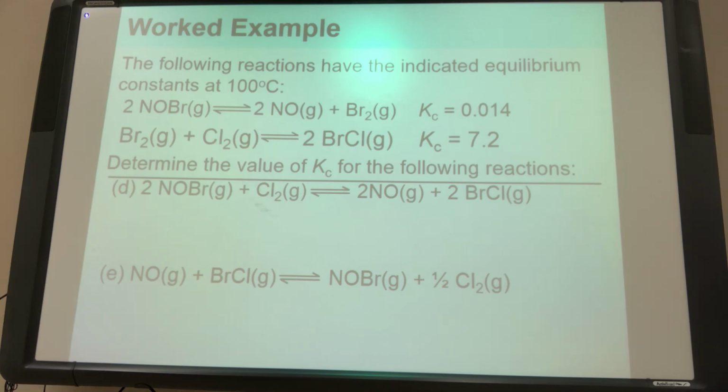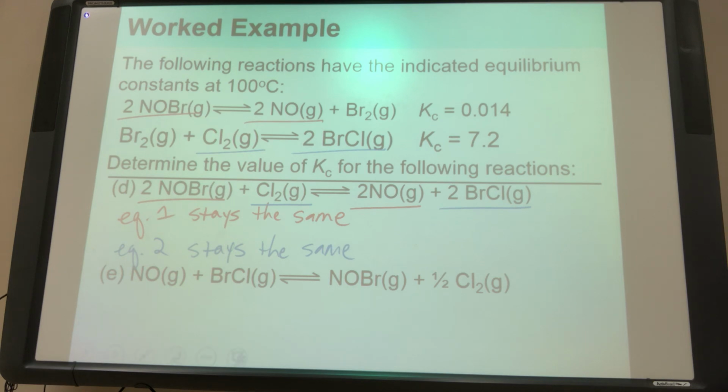So let's look. So I know that I need the NOBR, which is here, and then I don't have to do anything to it. So equation 1 stays the same. Okay, cool. Let's see. So that would give me that guy and would give me this guy. All right, let's see if I need to do anything to equation 2. Equation 2, I need a Cl2. It has a Cl2. I need 2 BrCls. 2 BrCls. So equation 2 stays the same.